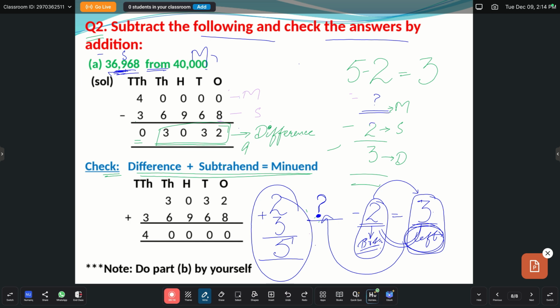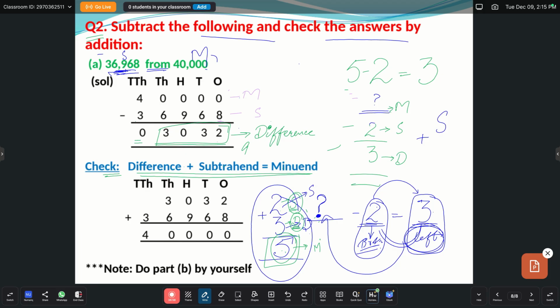Tell me, beta, what is this 2? 2 is the subtrahend. What is this 3, beta? This 3 is the difference. If I am adding subtrahend and difference, I am getting the answer, and this will be known as our minuend. You know that I was actually having 5 apples. So when you add subtrahend and difference, you will get the minuend. We will use the same concept here.